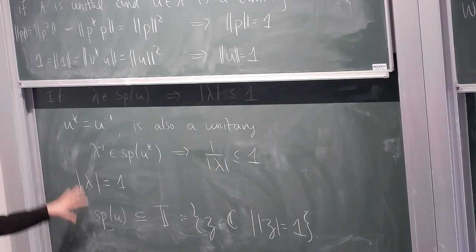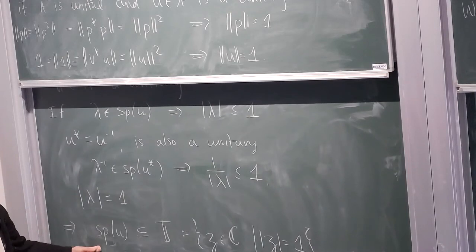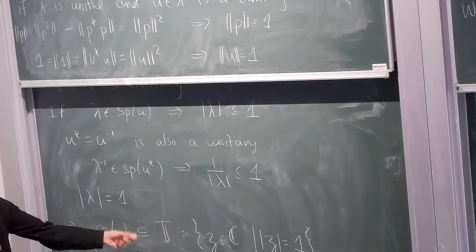And this relatively simple observation will allow us to see in the next lecture that if you have a self-adjoint element, its spectrum has to be real.